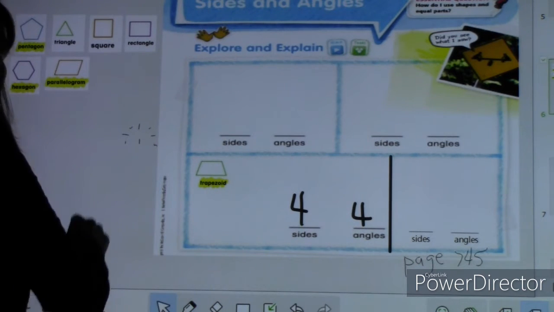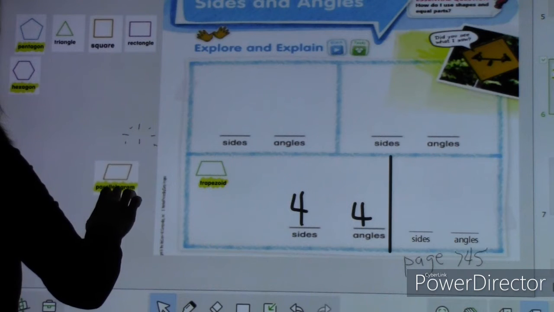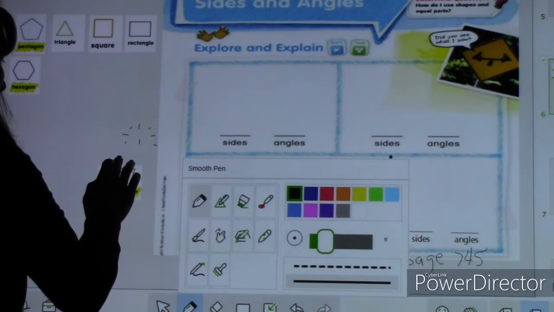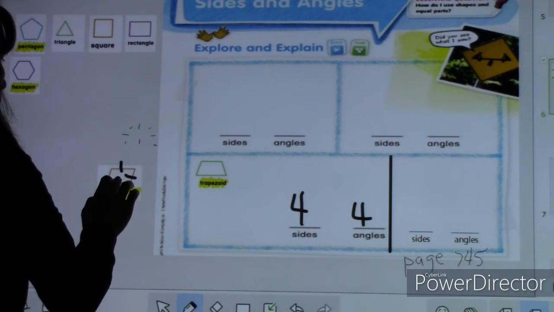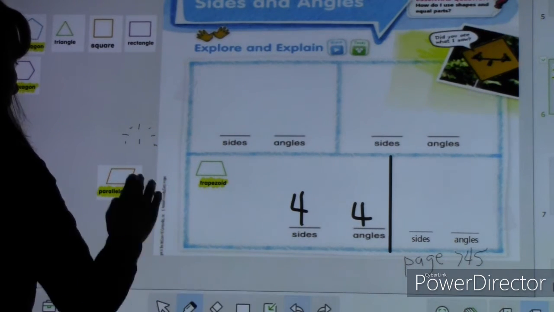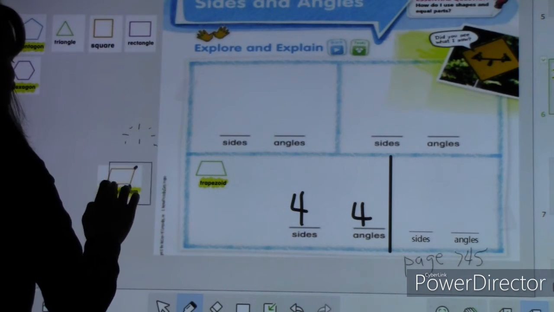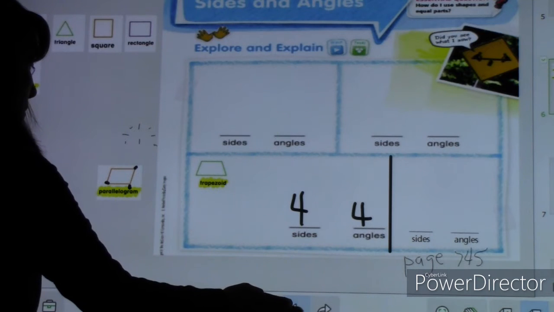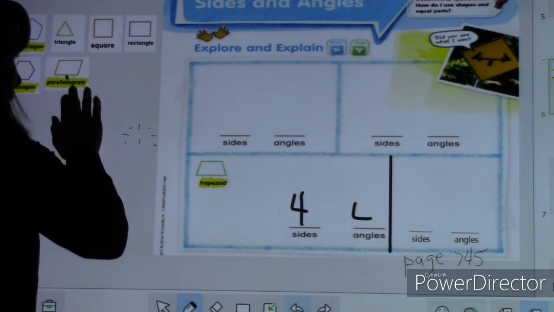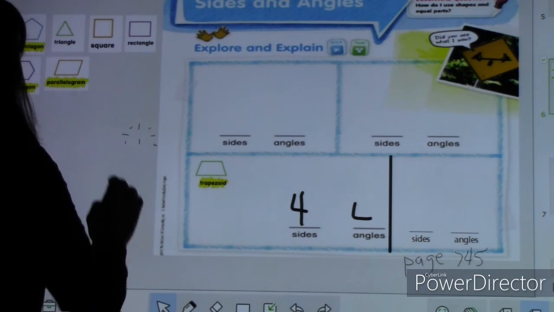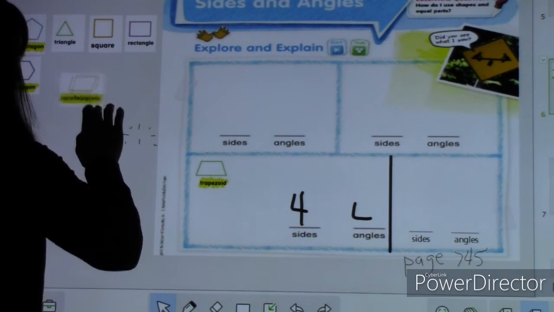The next shape is a parallelogram. Let's take a look at the parallelogram and see how many sides and angles we have. 1, 2, 3, 4 sides, and 1, 2, 3, 4 angles. So I'm going to go ahead and put that parallelogram inside the box with our trapezoid.